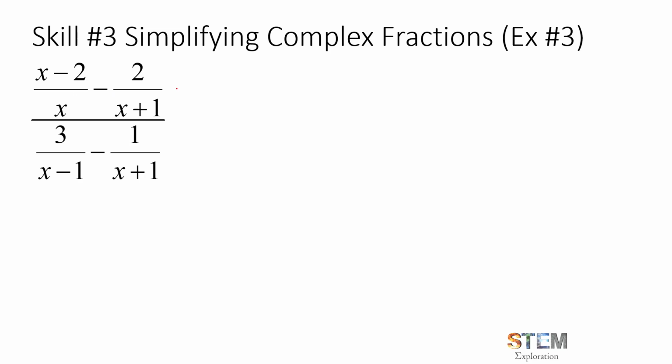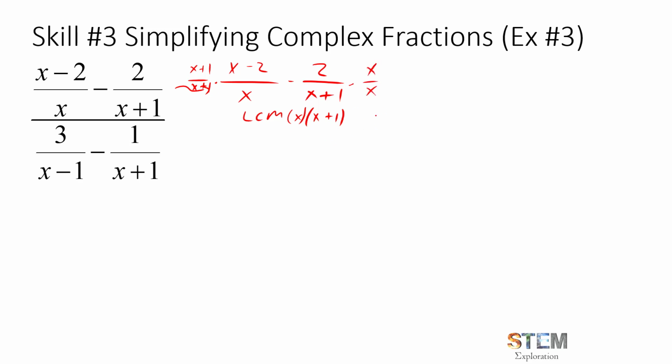So if we look at this example here and we separate this out and say x minus 2 all over x and minus 2 over x plus 1, what I want to point out here is the least common multiple is going to be x times x plus 1. And so in this circumstance, we're going to multiply this half by x plus 1 all over x plus 1, and then multiply this side by x over x.